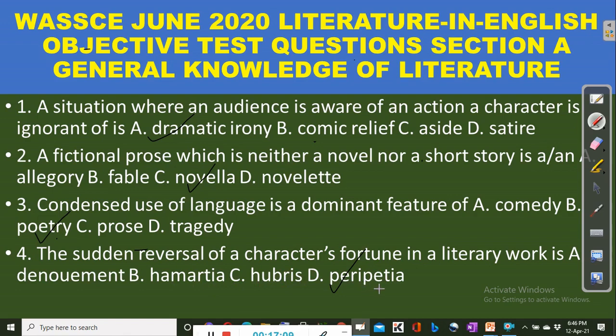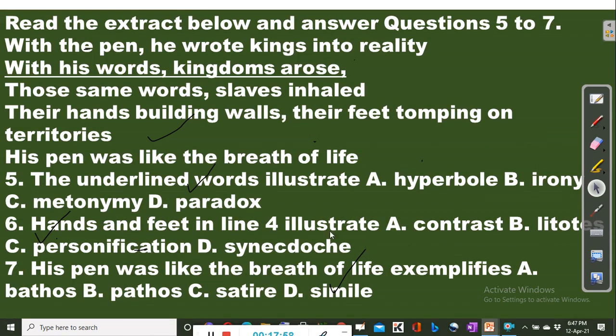Now, peripeteia is the sudden reversal of a character's fortune. It could be positive or negative. Of course, in tragedy, it's always negative. Talking about the same Macbeth, you discover that after rising to the position of military general and eventually ascending the throne of a king, he eventually gets killed. He falls, all right? So that is a sudden reversal of his fortune. It's known as peripeteia. Now, let's go to other questions.